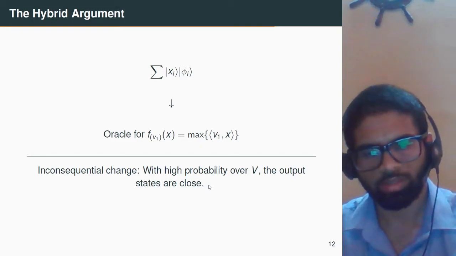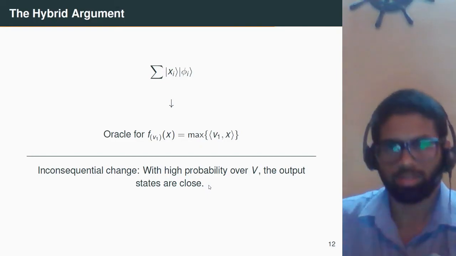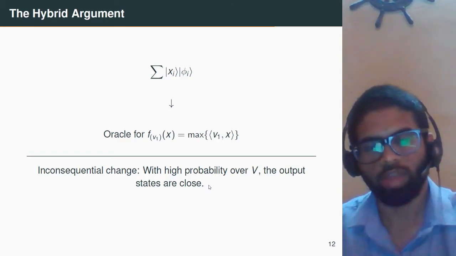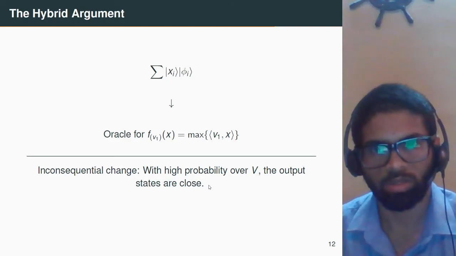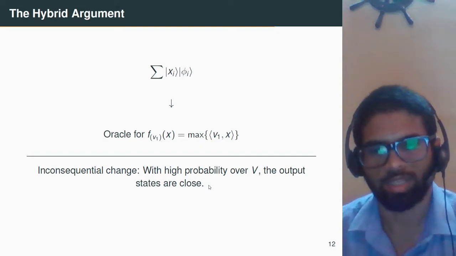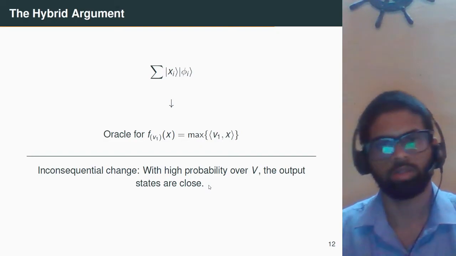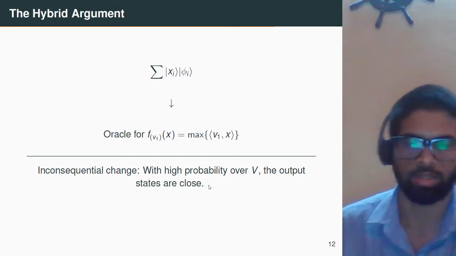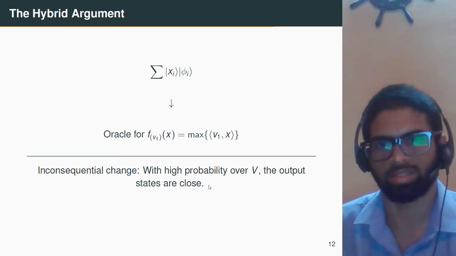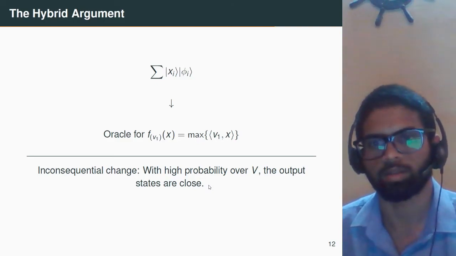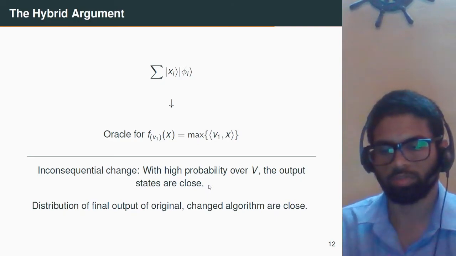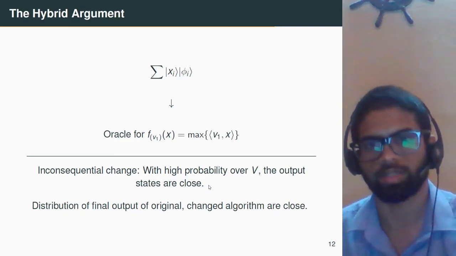And since quantum algorithms, or any quantum process, are made out of unitary rotations, the fact that the output states are close after the first oracle call implies that the output states are still close at the end. So if you run this algorithm through to the end, the final quantum states are still going to be close, because you always had distance-preserving transformations in the middle. And what this means is that your output itself is going to be close in total variation distance.